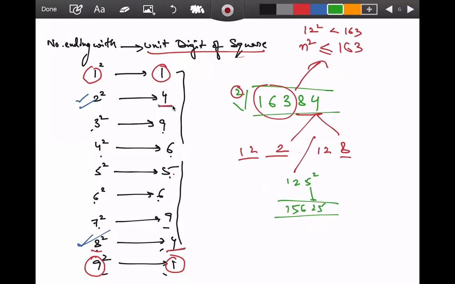16384 is greater than this. So answer should be greater than 125. Therefore answer is 128.